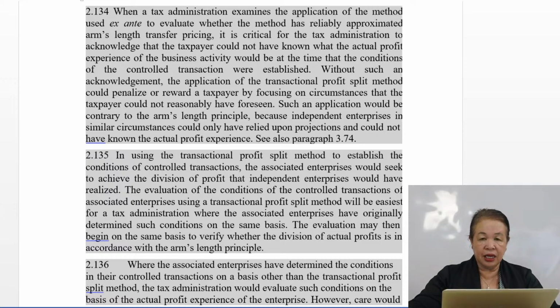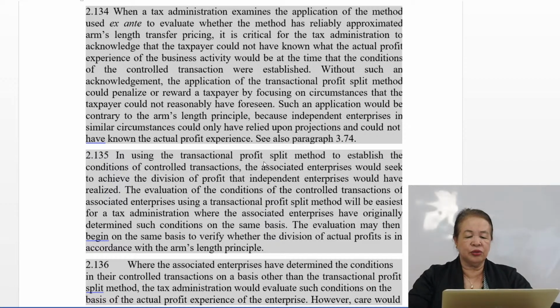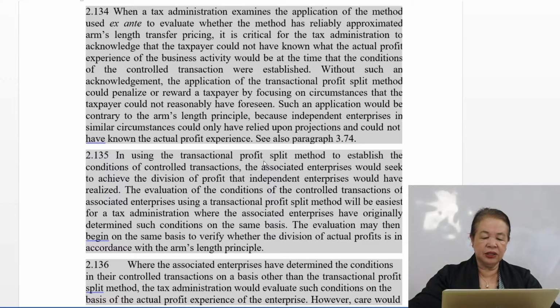No? Kasi kaya nga palagi yung benchmark natin is the independent parties. No? The evaluation of the conditions of the control transactions of associated enterprises using a transactional profit split method will be easiest for a tax administration where the associated enterprises have originally determined such conditions on the same basis. No? So the evaluation may then begin on the same basis to verify whether the division of actual profits is in accordance with the arm's length principle. No?